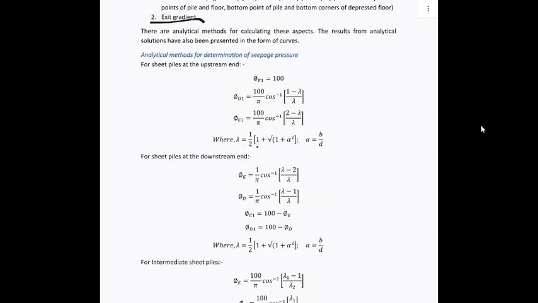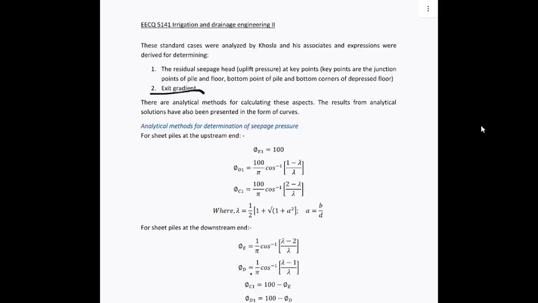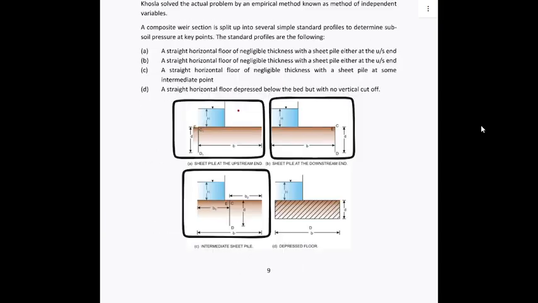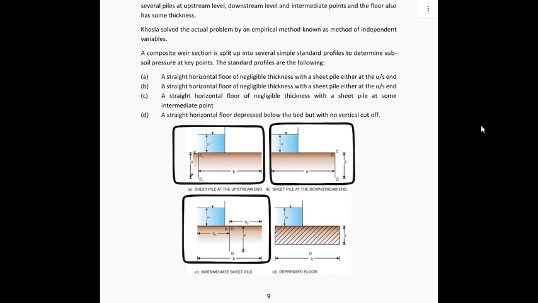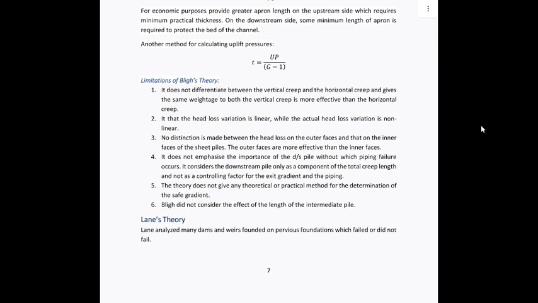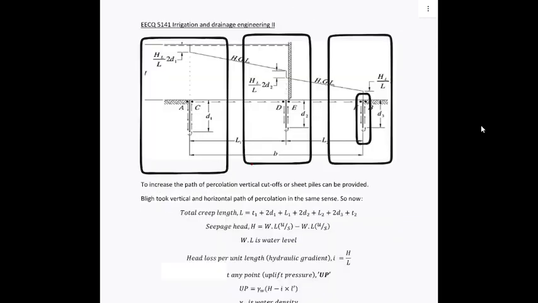And lambda is given by this expression, where lambda is B over D. What is B over D? Let's see whether B is there. B is the entire length of the weir. And when we are talking about B, the entire length of the weir starts from the upstream point all the way to the downstream point. That is the B.